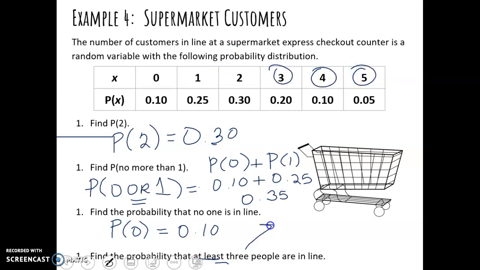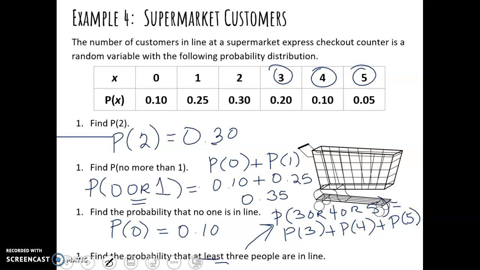So when we say, what's the probability of at least 3, we mean what's the probability of 3 or 4 or 5. So that means we're going to find the probability of 3 and find the probability of 4 and find the probability of 5, and we're going to add those together. So we're adding 0.20 plus 0.10 plus 0.05, and we get 0.35.